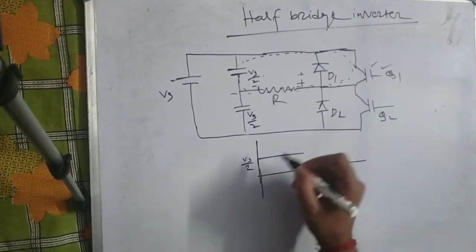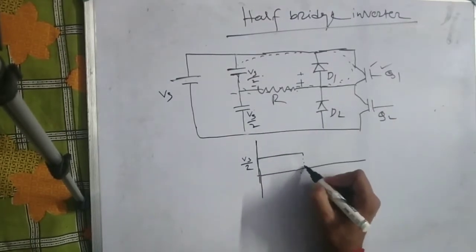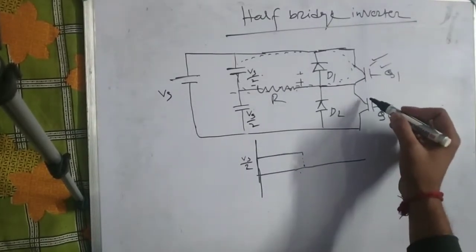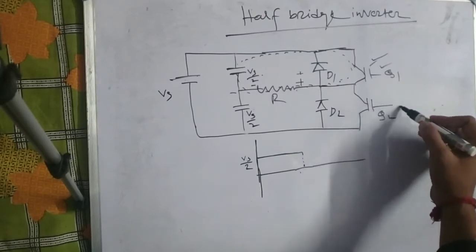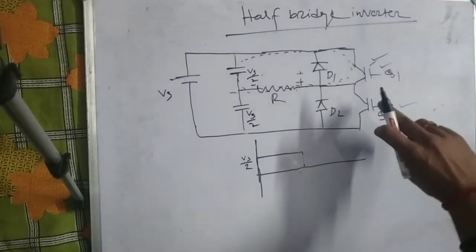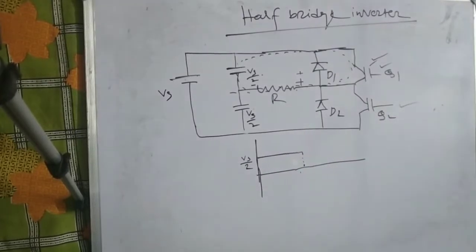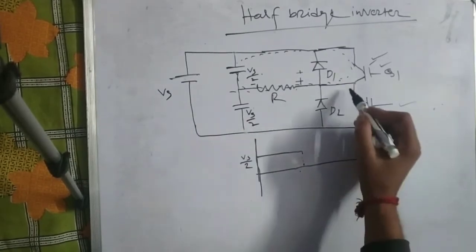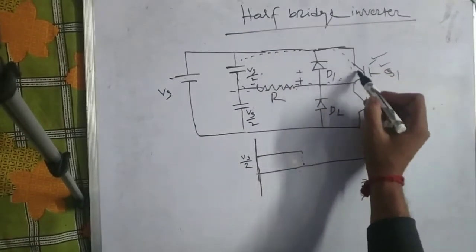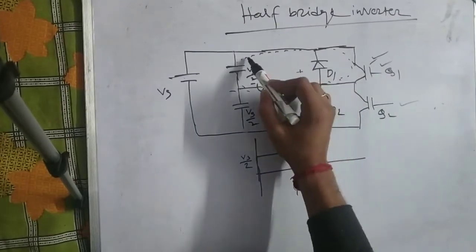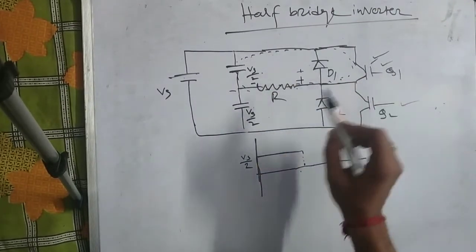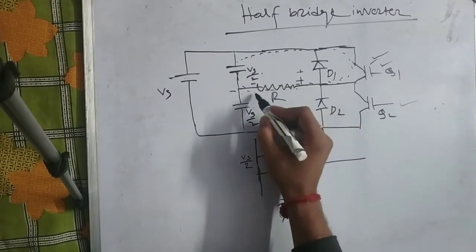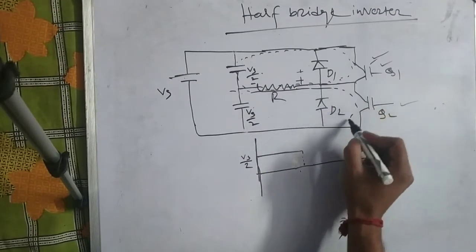Now at T by 2 time, you turn off the Q1 switch and turn on the Q2 switch. What will happen to the load voltage and current? Then Q1 is off, so current will not flow through it, and the diode is reverse biased, so current will not flow that way. Since Q2 is on, this voltage source will supply the current, so current will flow like this and back.